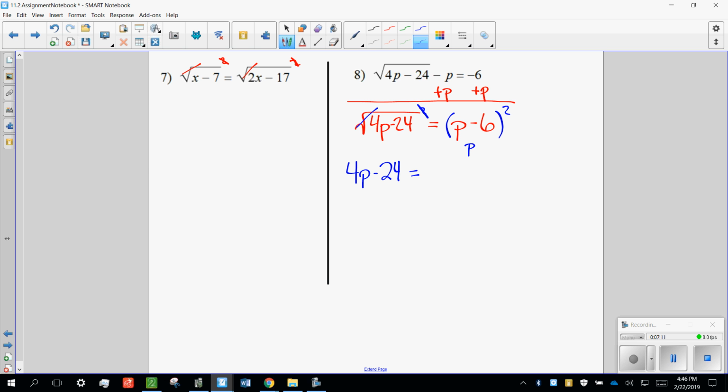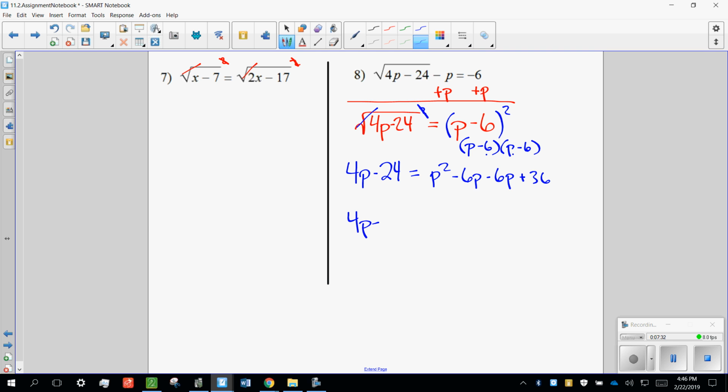Well, remember we could write this as (P minus 6) times (P minus 6). So that's P times P is P squared. P times negative 6 is a negative 6P. Then a negative 6 times P, another negative 6P. And negative 6 times negative 6 is plus 36, positive 36.